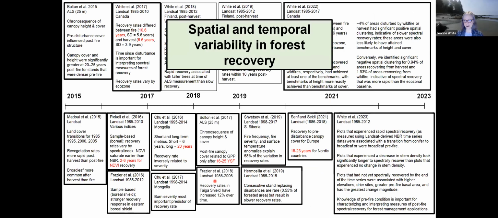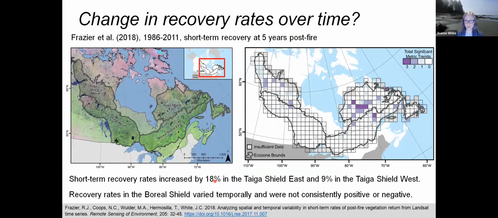Most studies have identified and highlighted the spatial variability in forest recovery, which we would probably all expect as well, but it's great to be able to quantify that. We've also looked at temporal changes in recovery over time. So this particular study looked at short-term recovery at 5 years. And in this case, we found evidence that post-fire spectral recovery rates have accelerated over time in both the east and west taiga shield here, with both having a consistent positive trend, whereas in the boreal, these short-term recovery rates were highly variable over time, and there was no consistent positive or negative trend observed in those cases.